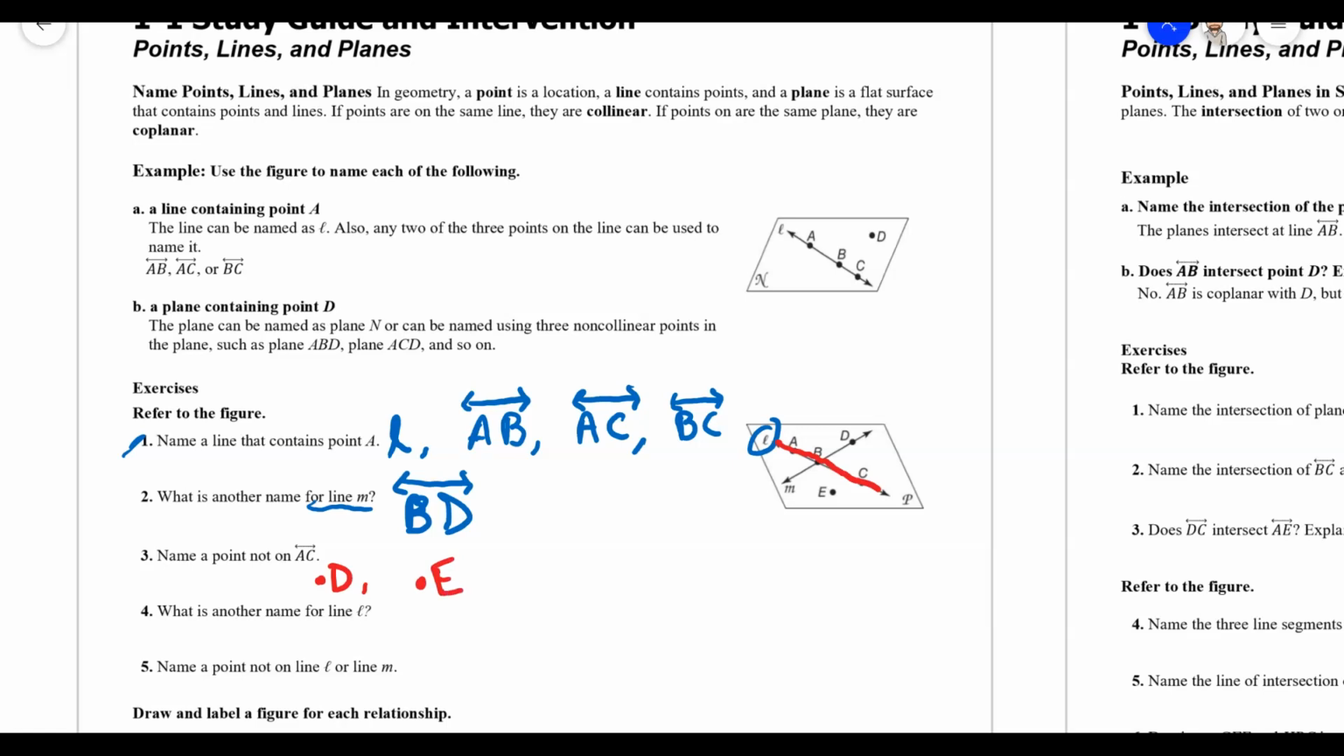So maybe you're wondering about point P. That's not a point, right? What does this capital P stand for? It's the plane. It represents plane P. M is a line. L is a line because they are lowercase. If it's capital and it's in that script notation, it's a plane.